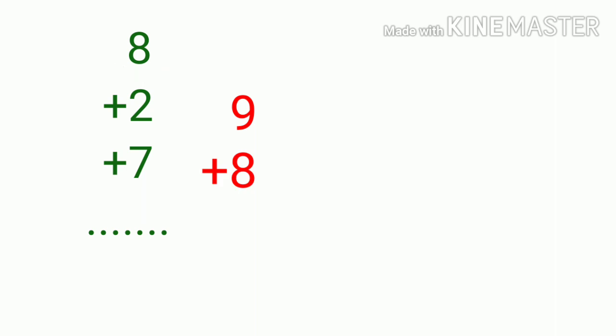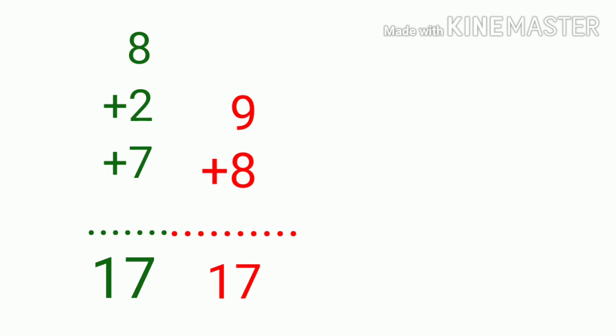So tell me children, what is 8 plus 9? Yes, we will keep the number 9 in our mind and take 8 in our fingers. Then count forward from 9. That is 10, 11, 12, 13, 14, 15, 16, 17. So our answer is 17. That is 8 plus 2 plus 7 is equal to 17.